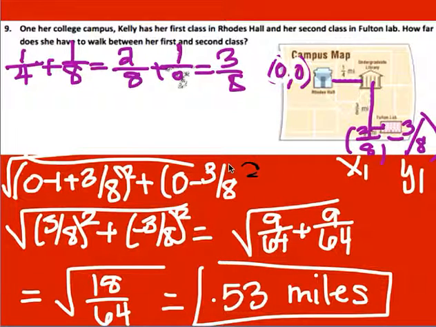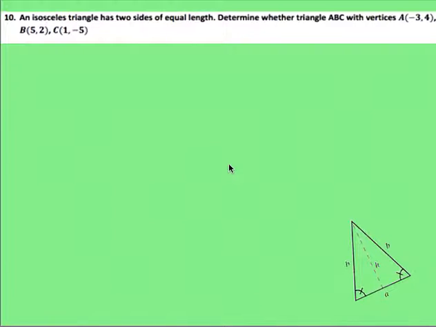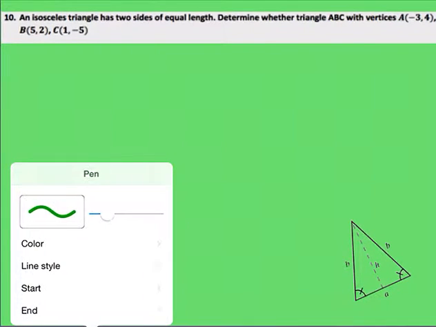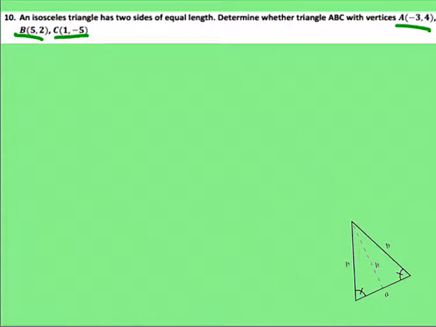So let's take a look at this. This is kind of where it starts to apply to some geometry for us. So an isosceles triangle has two sides of equal length. So that'll be really important to us eventually. Determine whether the triangle ABC with vertices A(-3, 4), B(5, 2), and C(-1, 5) is isosceles. So what I need to do here is actually calculate out the distance between each of these points. Okay, so let's start and calculate out the distance between A and B.